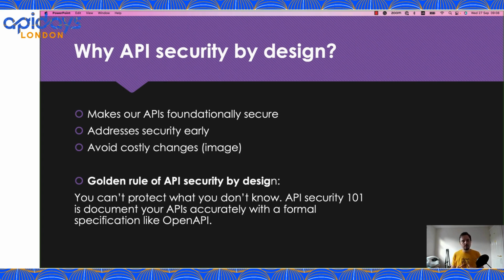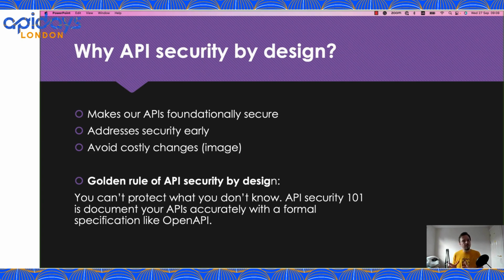Now, to be able to do this, we need one very important requirement. This is what I call the golden rule of API security, or API security 101: you can't protect what you don't know. So you need API documentation. And by API documentation, I mean a formal specification. I don't mean a tutorial. It's astonishing how many companies that offer their product mainly through APIs don't have formal specifications. They have rather something like tutorials. The thing is, if you don't have a formal specification, you don't really know how your API works.